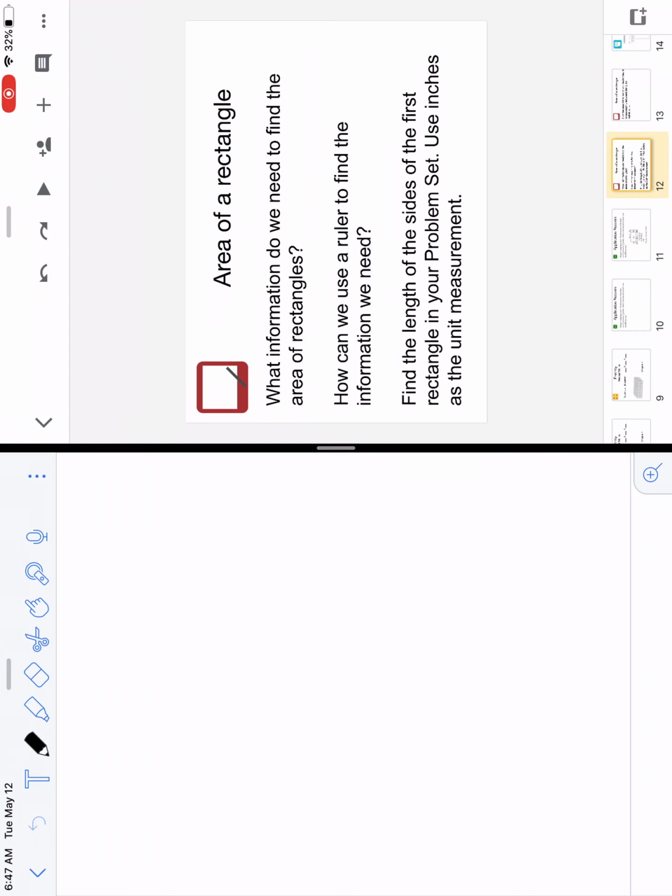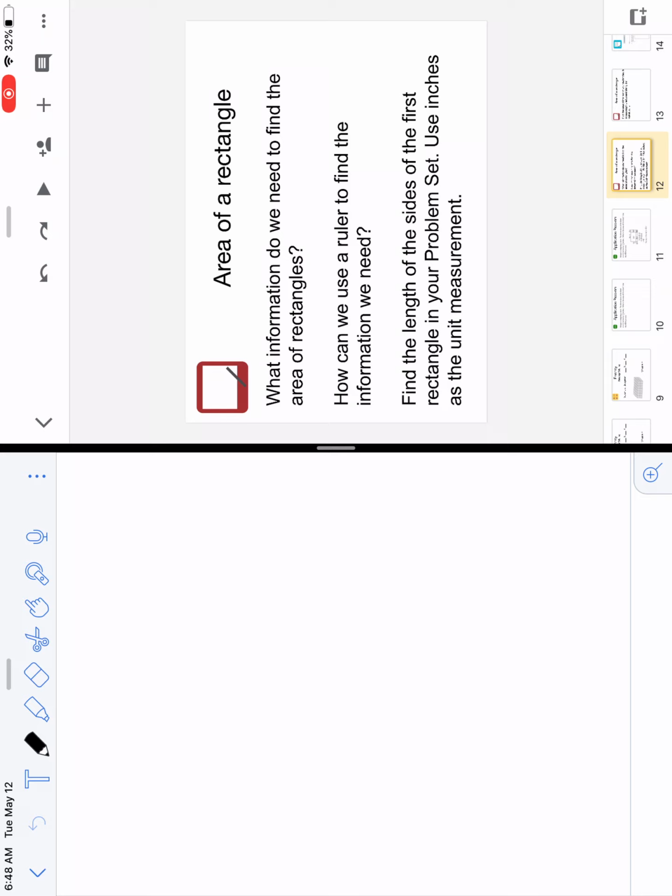And here's our concept development today. So, what information do we need to find the area of rectangles? Remember, what is the formula? Area is length times width. Good, I know I heard it. So how can we use a ruler to find information that we need? Yep, we're going to measure sides using a ruler, so in inches, right?